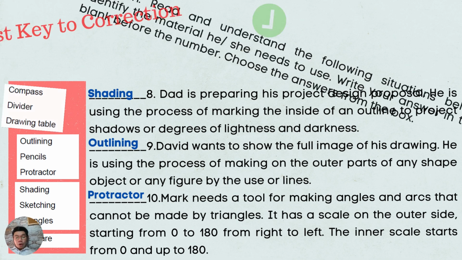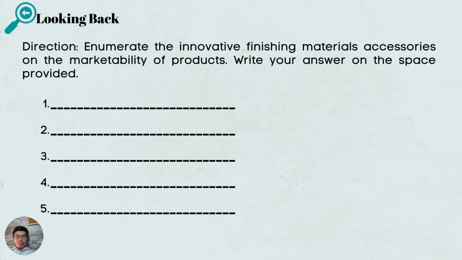Let us go on with the looking back. Let's have a short review by answering the questions. Direction: enumerate the innovative finishing materials or accessories on the marketability of products and write your answers on the space provided. Again, if you still need more time to answer this slide, please pause this video, and once you are done, you may continue. So let us now check your answers.